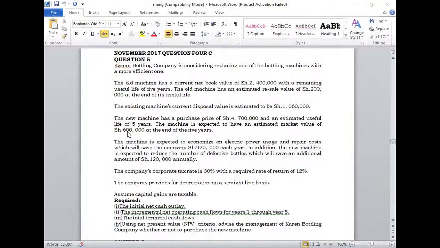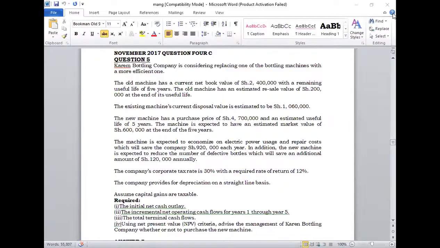Ladies and gentlemen, what figure should I take here as my cash proceeds? As my proceeds of the old machine. If I sell this machine today, how much am I going to realize? How much should I capture in my bank account? And then I credit with the same amount the disposals account. Is there somebody who is able to see that figure?